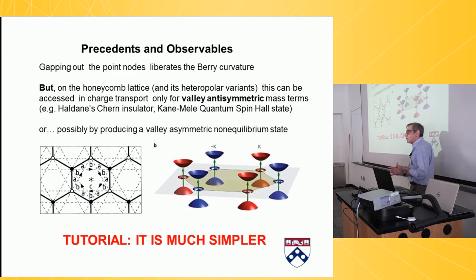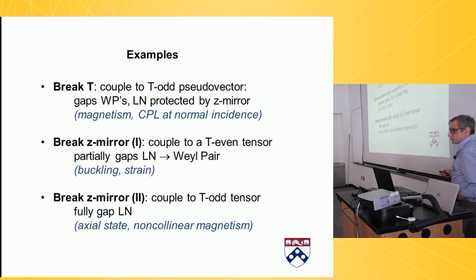Okay, it is much simpler, and much is really much. I mean, almost anything you would write down in terms of a local coupling will actually do this for you. And here are some examples. You can break T. It would be like putting on just an ordinary ferromagnet would do it.